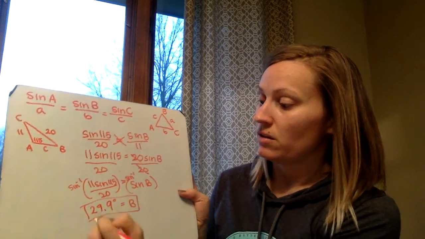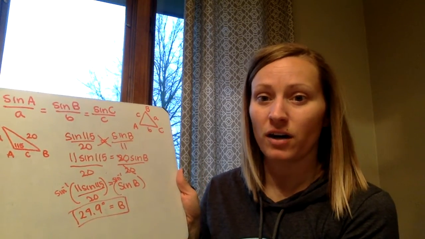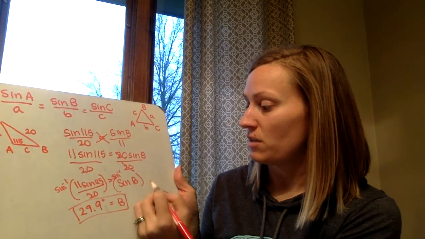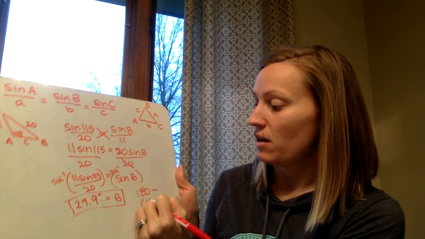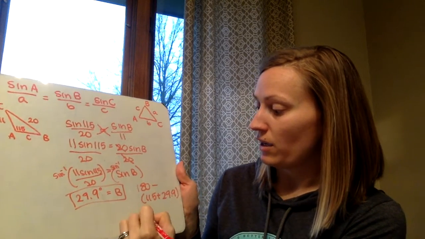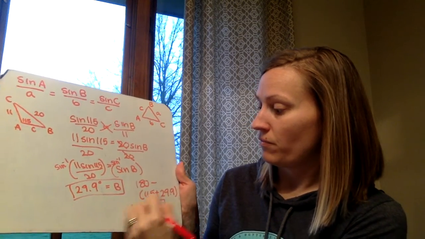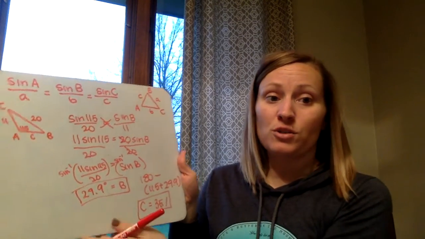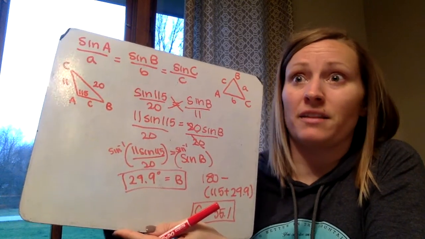And now that we know angle B, we can find angle C because of our rule of 180. The sum of the angles of a triangle adds to 180. So we're going to take 180 minus our 115 and our 29.9, and we get the measure of angle C is 35.1. So there's those two. And then the last thing we have to find is our side length c.